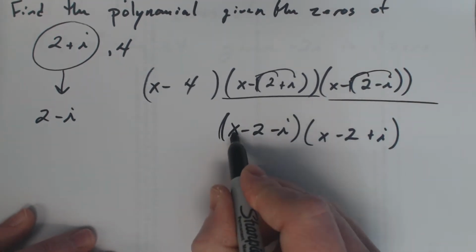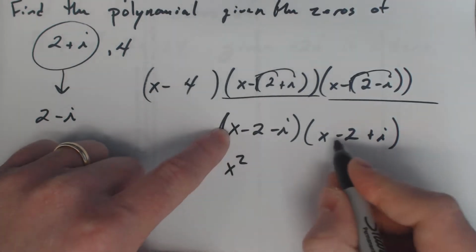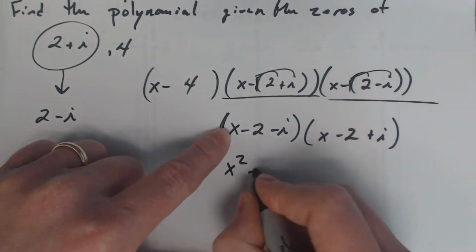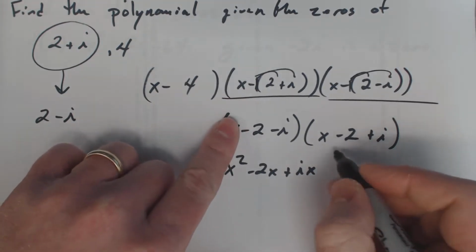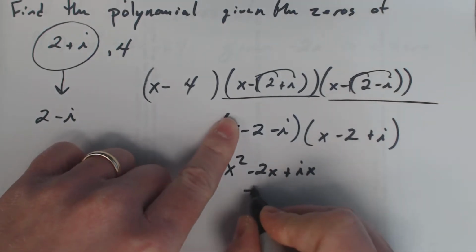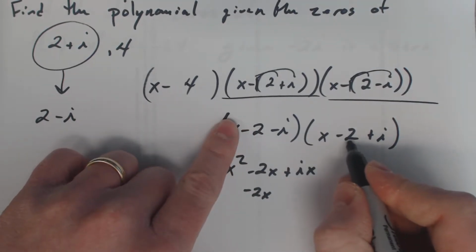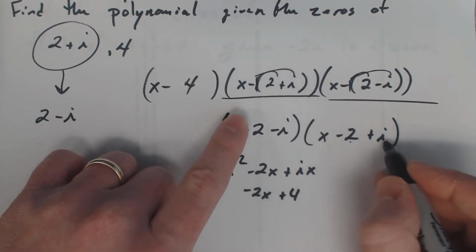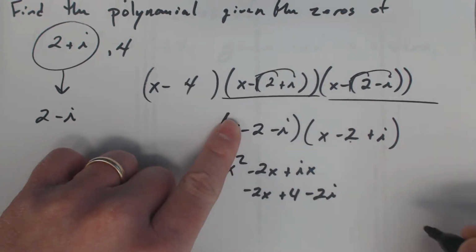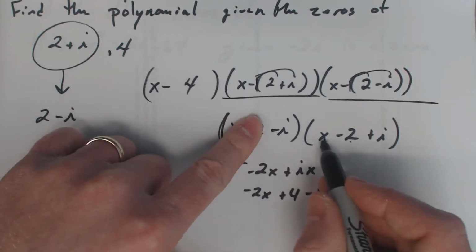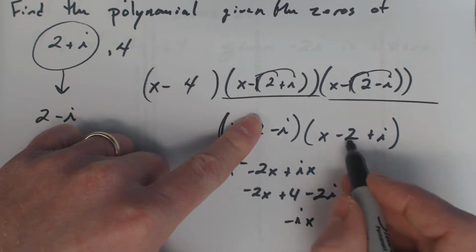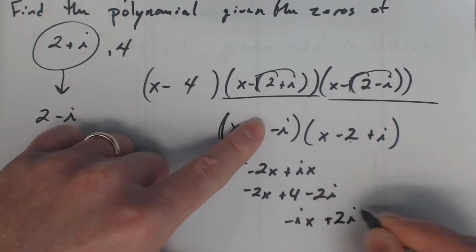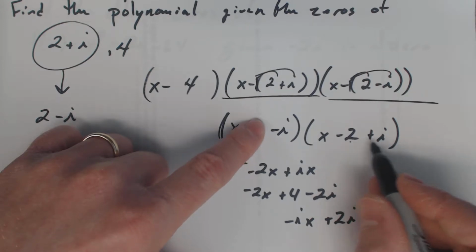Okay, now I distribute an x to all 3 of these. x times x, -2 times x, i times x. Now I distribute a negative 2 to all these. So negative 2x. Negative 2 times negative 2 is positive 4. Negative 2 times positive i is a negative 2i. Now I distribute a negative i to all three of these. Negative ix. Positive 2i. i squared, it'd be negative i squared.